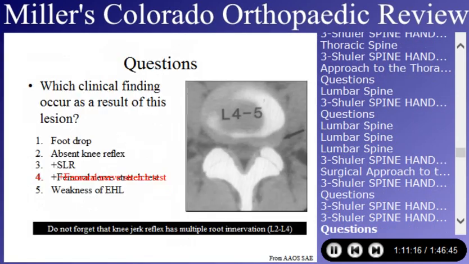Clinical findings occur as a result of this lesion. Well, what do they have? You see a disc herniation, L4, L5, that is not central, that's far lateral. Which nerve root are you going to get? L4, right? So you would think then you'd have an absent knee jerk reflex. The answer is no. Your knee jerk has contribution from L2 to L4. So let's keep on looking down that list. Straight leg raise is really going down to L5, S1. Femoral nerve stretch test. Ding, ding, ding.